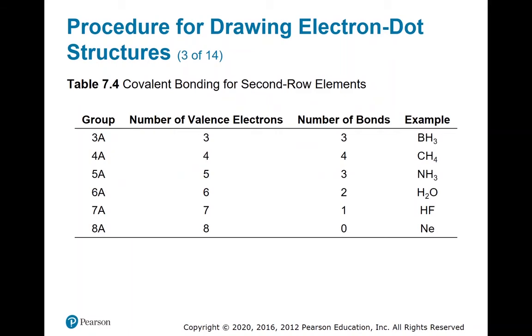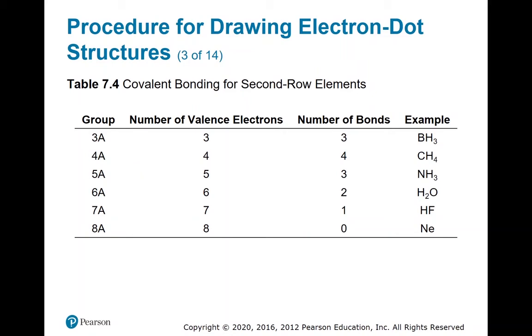So if we look at our second row nonmetals, including semimetals, so we're ignoring lithium and beryllium, starting with boron, you can see the number of valence electrons for the elements in each of these columns in row 2 go 3 for boron, 4 for carbon, 5 for nitrogen, 6 for oxygen, 7 for fluorine, and 8 for neon. Now, if we start from boron, which has 3 valence electrons, the number of valence electrons is equal to the typical number of bonds that forms.